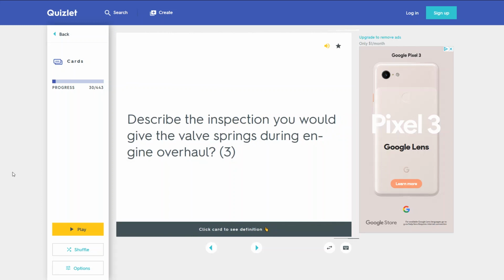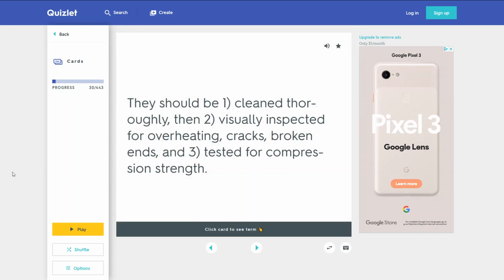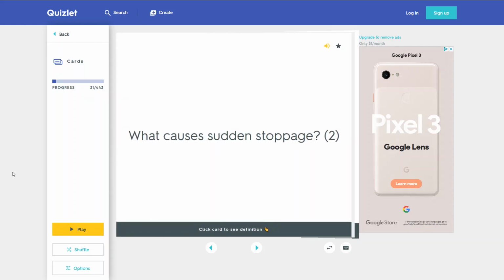Describe the inspection you would give the valve springs during engine overhaul. They should be 1. Cleaned thoroughly, then 2. Visually inspected for overheating, cracks, broken ends, and 3. Tested for compression strength. What causes sudden stoppage?